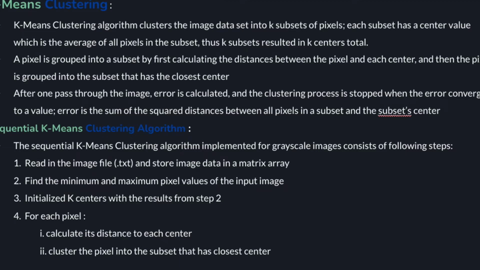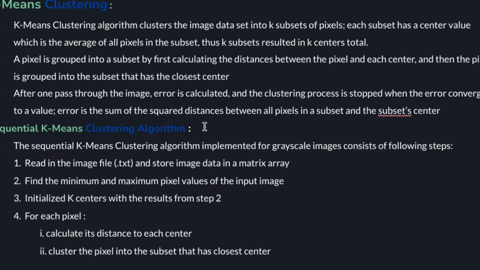Now coming to the second algorithm, which is k-means clustering. This algorithm clusters the image dataset into k subsets of pixels, and each subset will have a center value that is the average of all pixels in the subset. Therefore k subsets result in k total centers. A pixel is grouped into a subset by first calculating the distance between the pixel and each center, and then the pixel is grouped into the subset that has the closest center. After one pass through the image, the error is calculated, and the clustering process is stopped when the error converges to a value. Here error is the sum of squared distances between all pixels in a subset and the subset center.